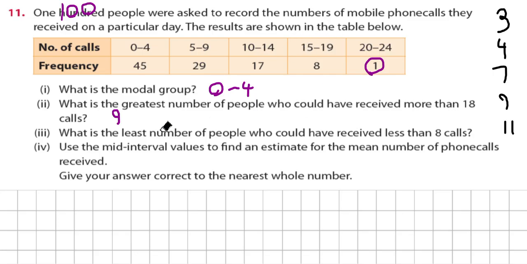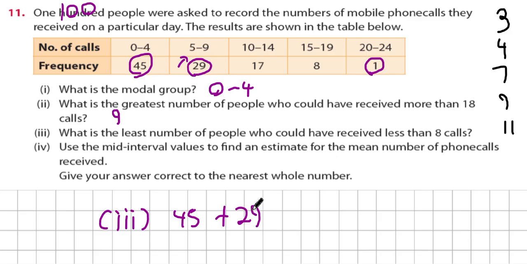No. What is the least number of people who could have received less than 8 calls? These 45 people definitely received less than 8 calls. Is everybody happy with that? 0 to 4 means you receive 0 to 4 calls, which means 45 people. Now, the interesting part is the 29. I want the least number. What happens if I say all 29 of them only had 5 calls? I'd have to add 45 and 29 together, wouldn't I? And the answer would be 74.